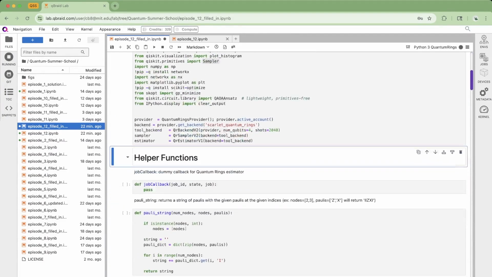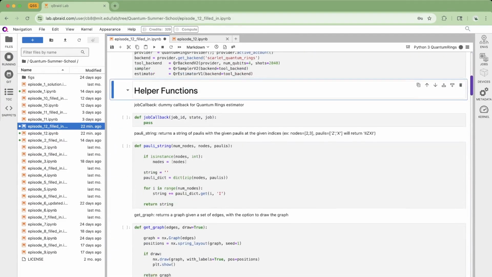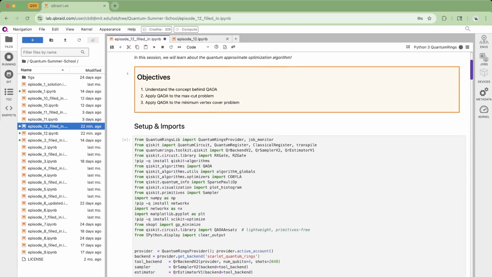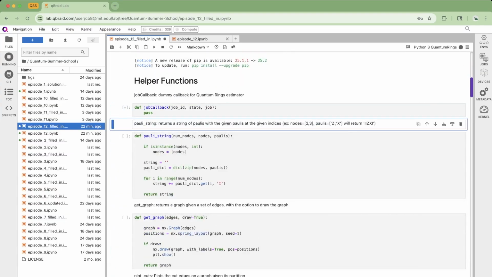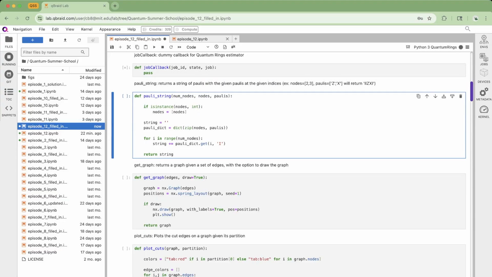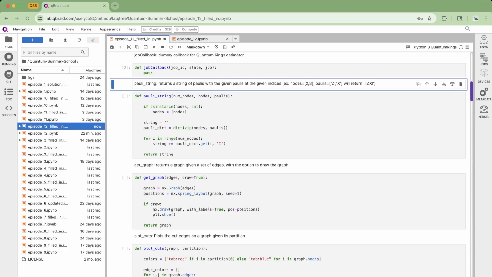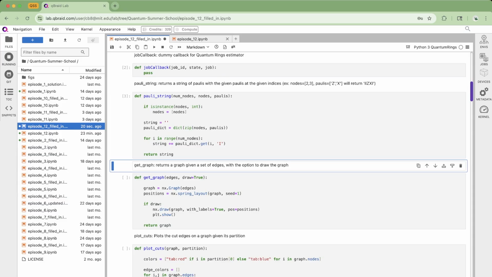Run the first cell to import everything that we need. And then there's a bunch of helper functions here. This is just a dummy callback, which is needed for the quantum rings estimator. Then this returns a Pauli string with the given Paulis at the given indices. We'll use this later. So basically, it's an easy way to generate strings. So for instance, we talked about terms like sigma z j times sigma z k. And this is actually just a bunch of identities and then two Zs in certain locations. So for making strings like that.